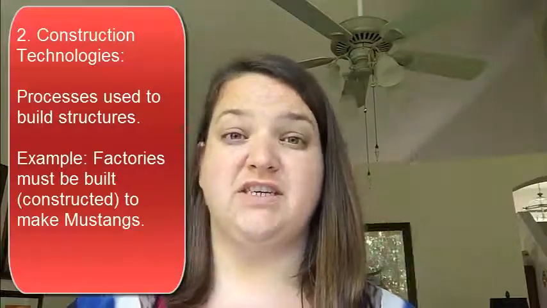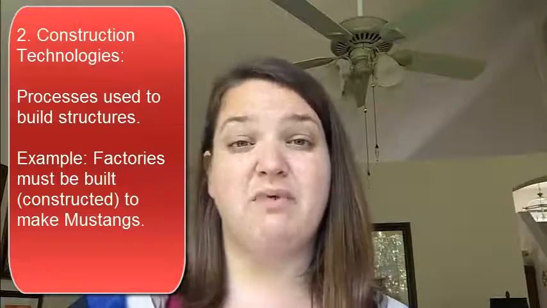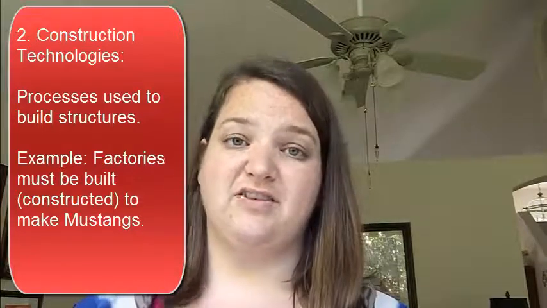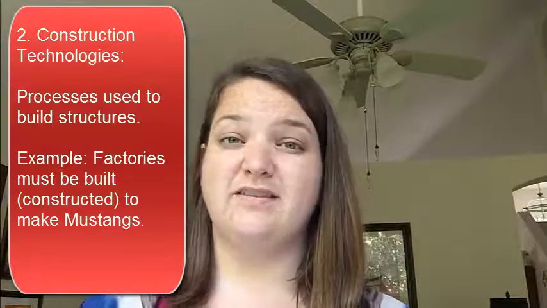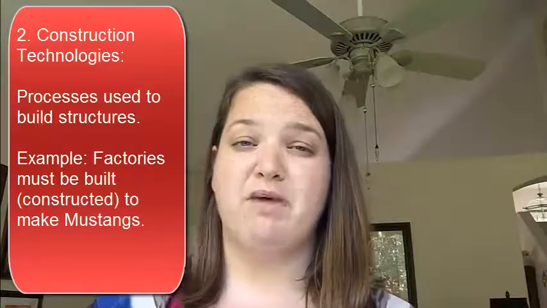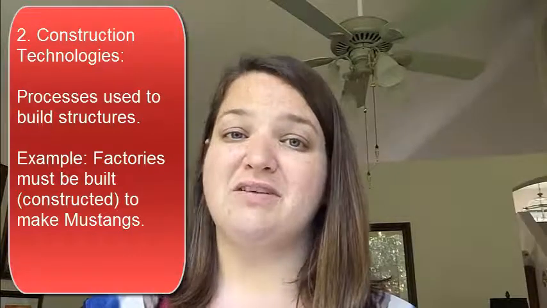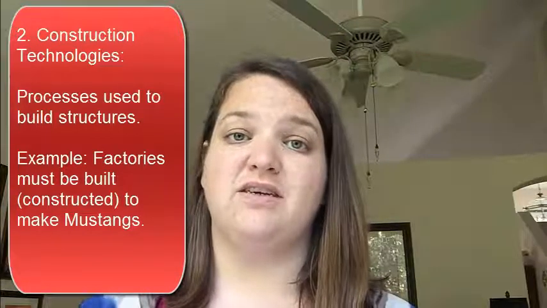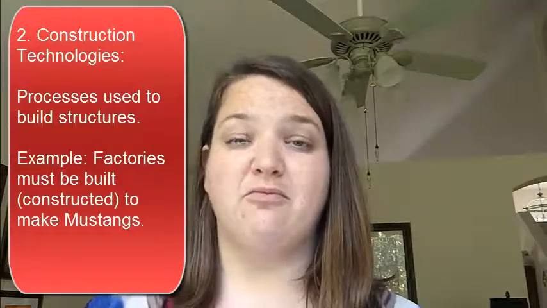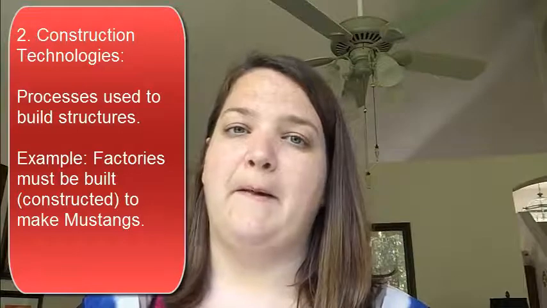Number 2, construction technology. Construction technologies are the processes used to build structures. Our example of this is that factories must be built or constructed to build Mustangs. In order for the Mustang to be built and created, it has to be built in a factory, which is constructed to make the automobiles. Of course, we have factories all over the place that are built to make other products, but in our case, we're talking about the Ford Mustang.